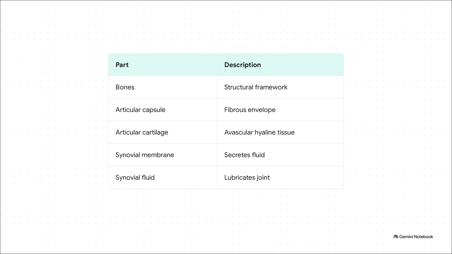For us coders, knowing if a disease affects the avascular cartilage versus, say, the fluid-secreting synovial membrane, that completely changes your diagnostic pathway. It's a total game changer.